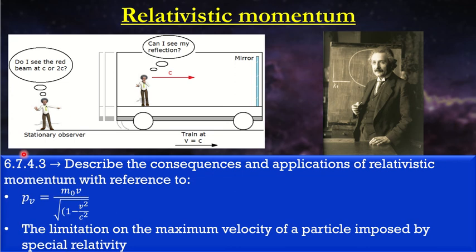Alright, so today we're going to look at relativistic momentum, part of the series on special relativity. The dot point we're covering today is: describe the consequences and applications of relativistic motion or momentum using this formula here. Okay? And we're also going to look at the limitations as to why a maximum velocity is imparted on a particle, because of what special relativity tells us.